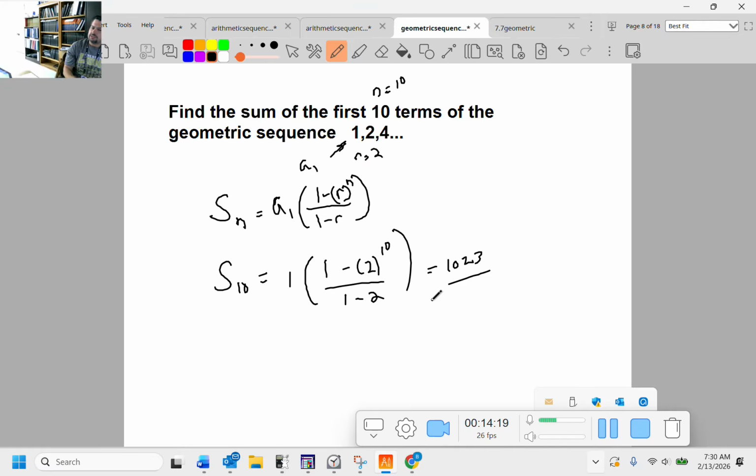And that is a good stopping point for day 1 of geometric sequences. Because we introduced a summation formula, we did several. It's a good stopping point.